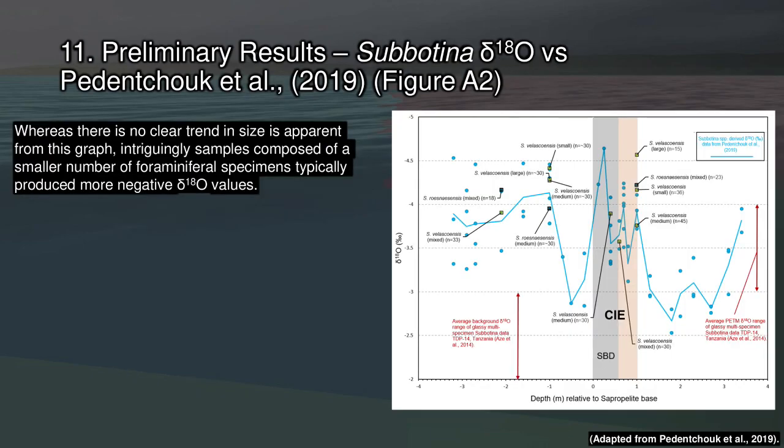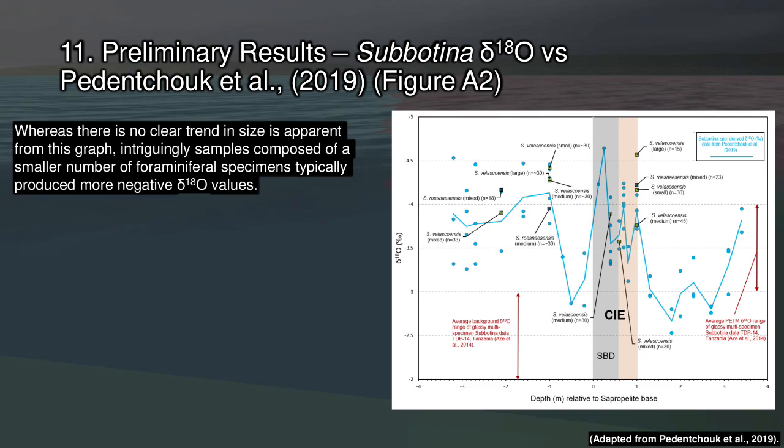So what did we find? What are the preliminary results? When we compare these new Subbotina results against the existing record of the same species, we initially went with the interpretation that maybe the size of the foraminifera is imposing some sort of vital effect onto the oxygen isotope measurements. Perhaps the extremely negative values are due to the size of the forams having an effect on the oxygen 18 uptake when they're growing their tests and their shells.